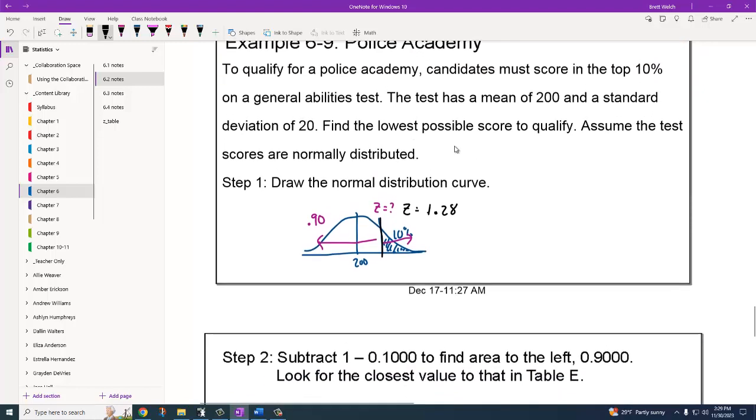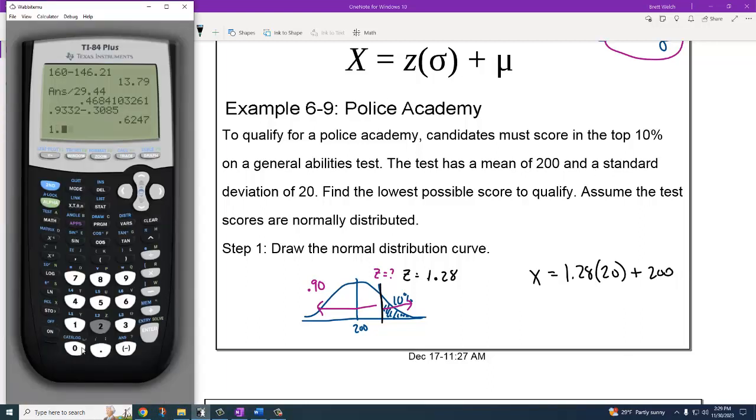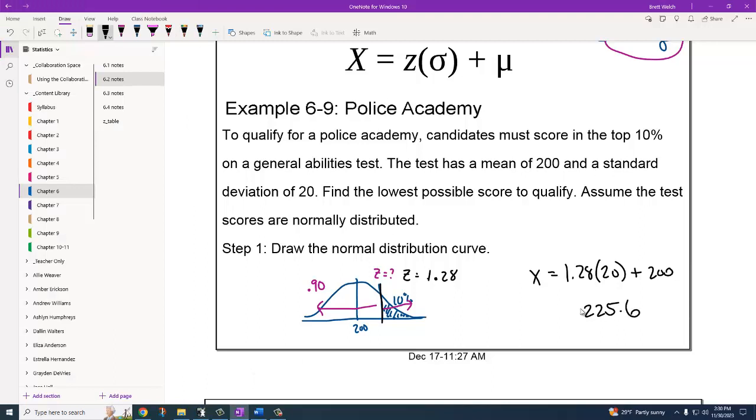So now I can just plug this into the equation. x equals my z, 1.28, times the standard deviation of 20, plus the mean of 200. And I can just put that into the calculator. 1.28 times 20 plus 200 gives me 225.6. So this means that if an applicant scored above 225.6, I know that they're in the top 10%. And if they scored below that, I know they're not in the top 10%. So this gives me a threshold for scoring people and determining the outcome of that score.